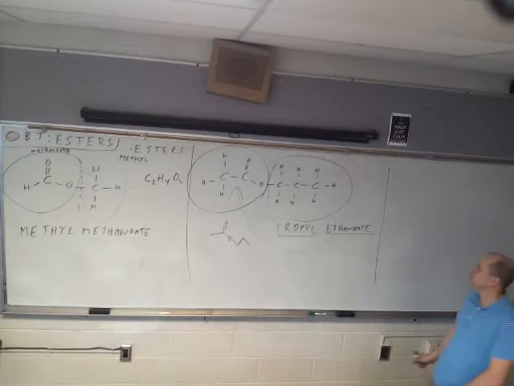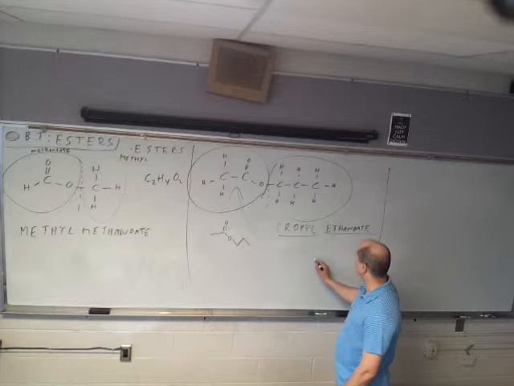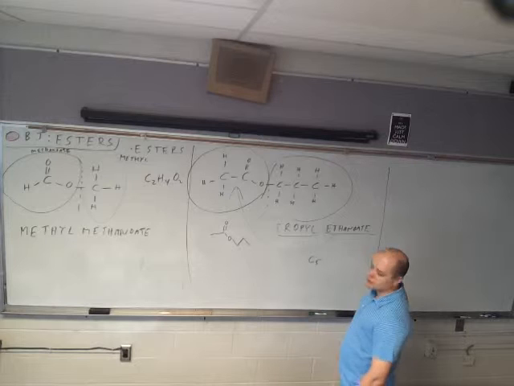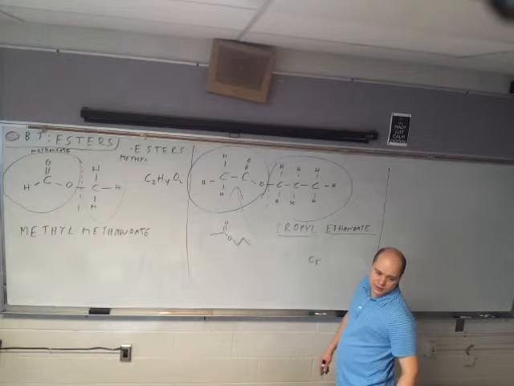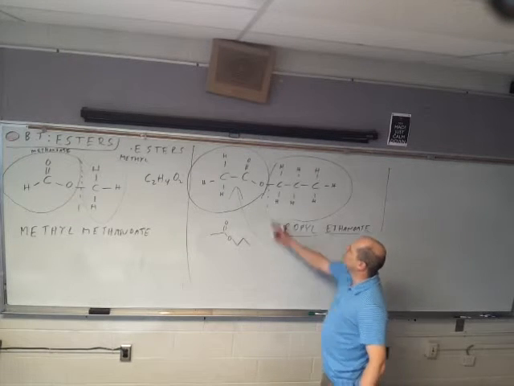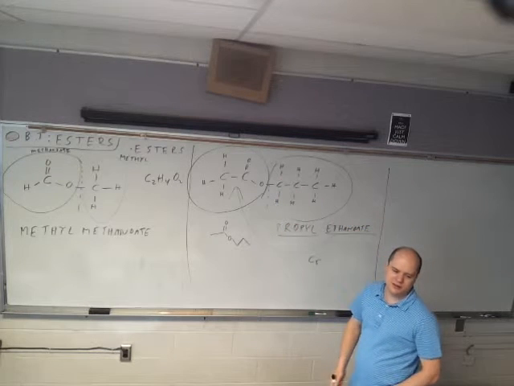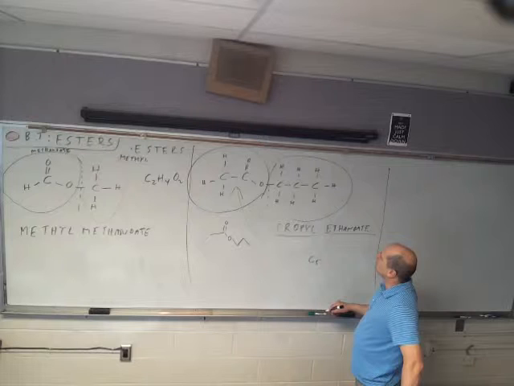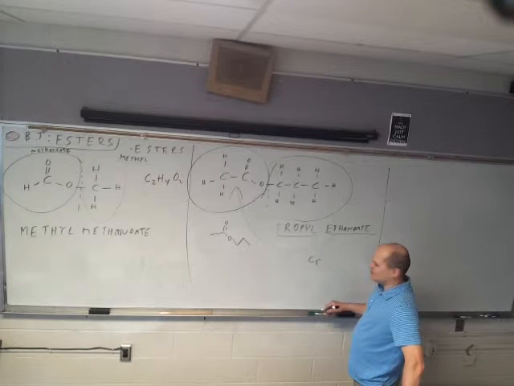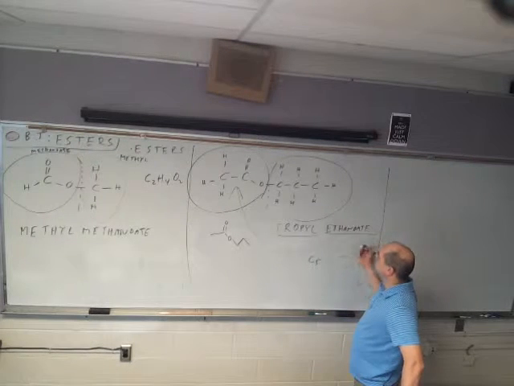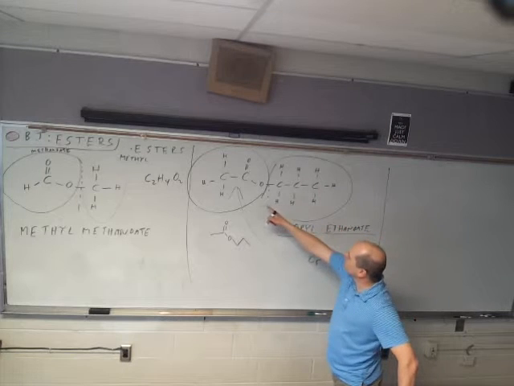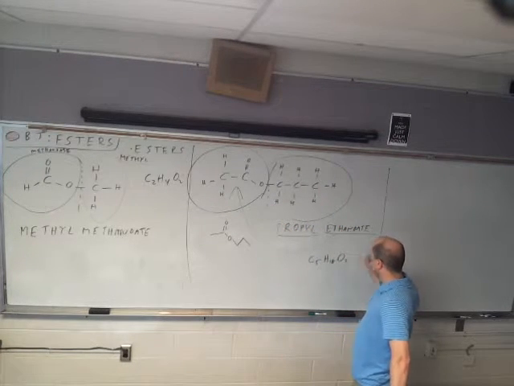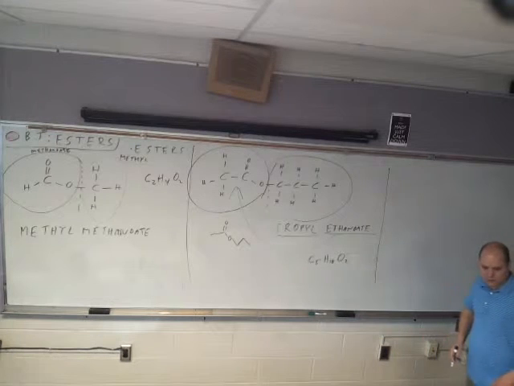Oh yeah, wait, what's the formula here? C5? When I draw it, do I have to make the O go slanted? If you want to draw it straight, that's fine. I'm not real picky about how these things are drawn. H10. Okay, so there's the formula.